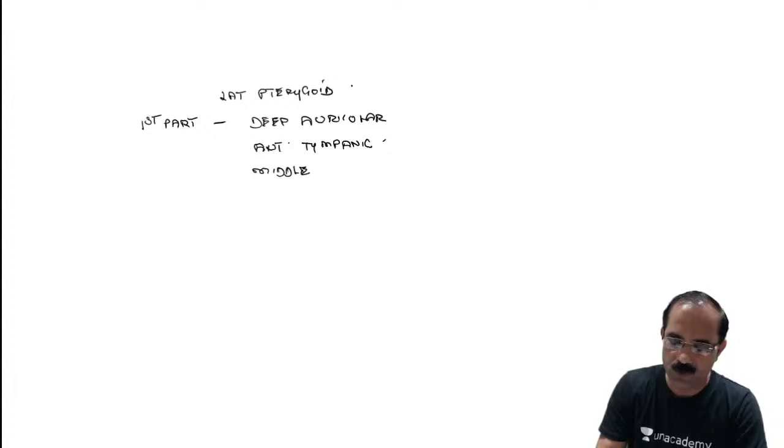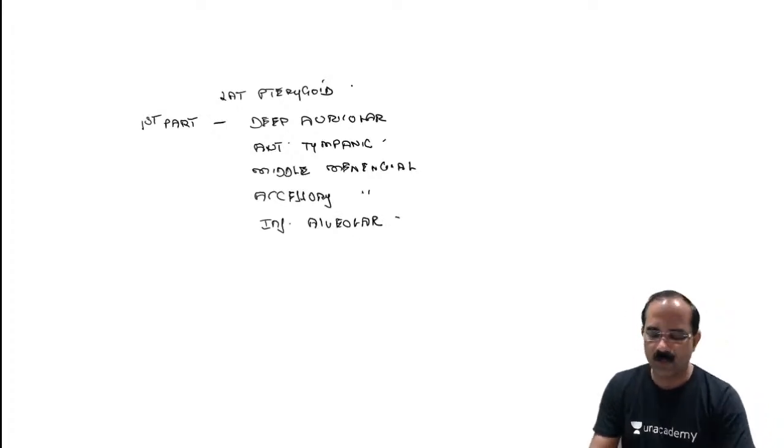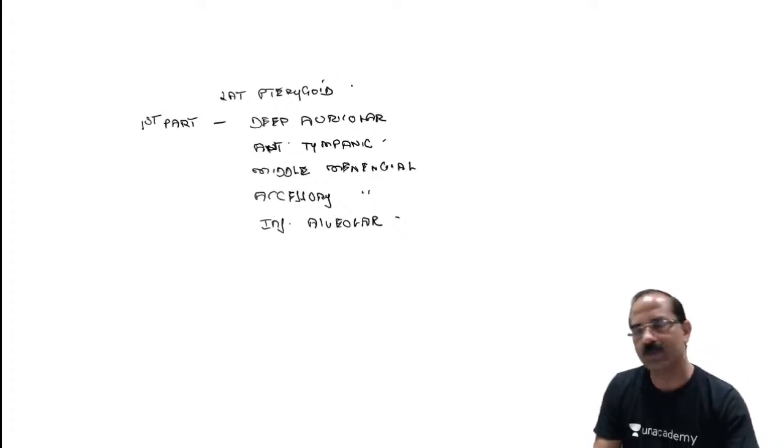Middle meningeal. Next is accessory meningeal, middle meningeal, accessory meningeal, and inferior alveolar. Inferior alveolar. You know this. You already know these three arteries. Deep auricular and anterior tympanic: this goes to the ear.